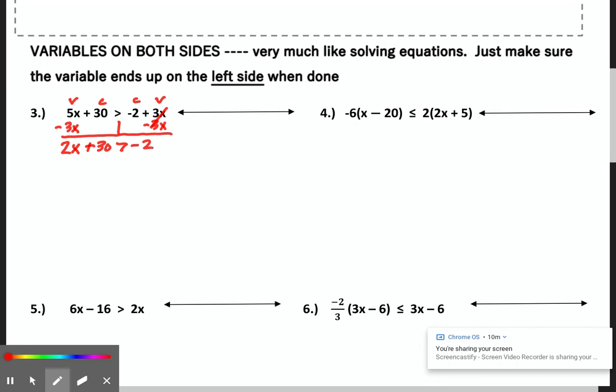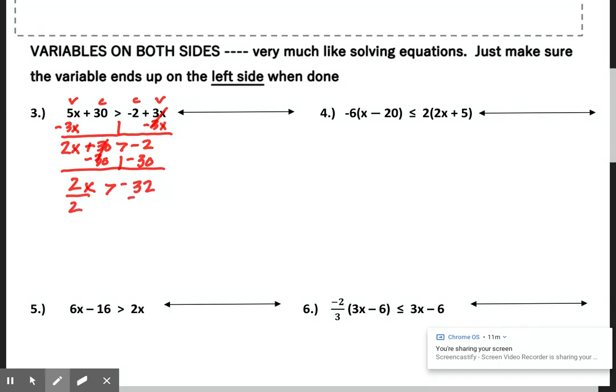Now then, we have a variable term, a constant, and a constant. So this is just your basic two-step equation. We'll subtract 30 from both sides. So we have 2x is greater than, same signs, add and keep, -32. And then divide by a +2. So we will not flip the symbol. And -32 divided by 2 gives us -16.